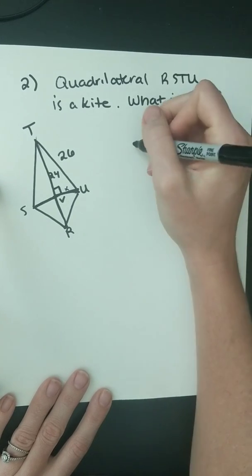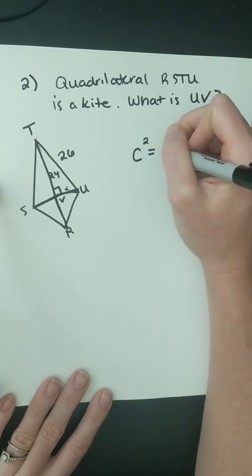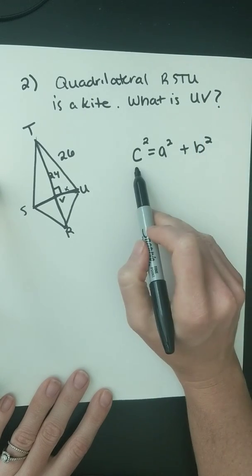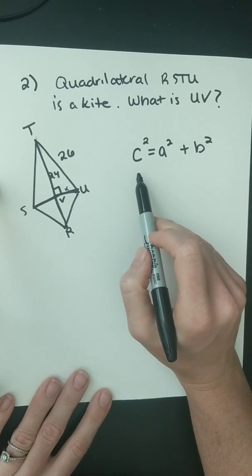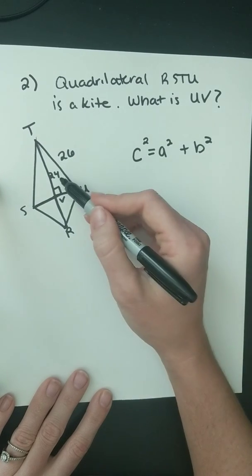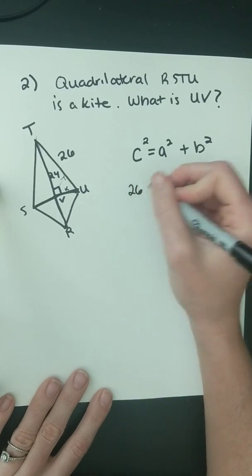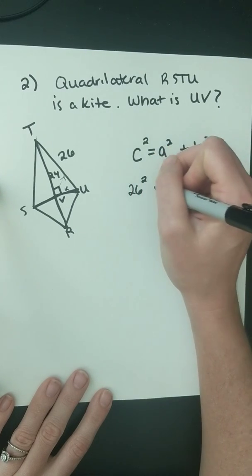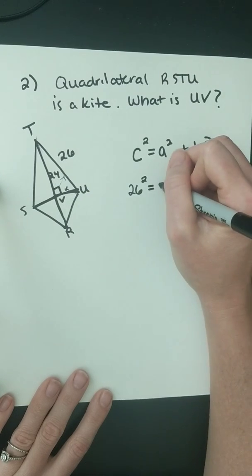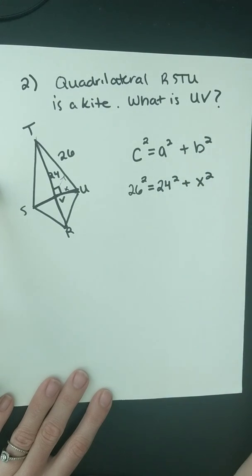We use Pythagorean theorem, where c squared equals a squared plus b squared. C is always my hypotenuse. So c in this case is, and again the hypotenuse is always across from the 90-degree angle, so 26 is my hypotenuse. So 26 squared equals, and it doesn't matter which one you put first or second, so I'm just going to put 24 squared plus x squared.